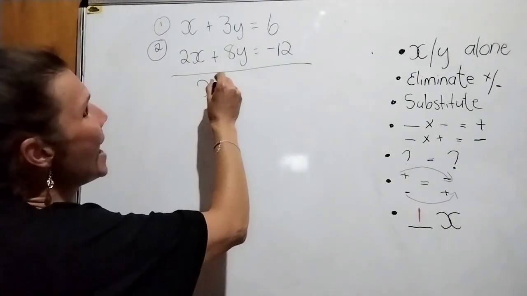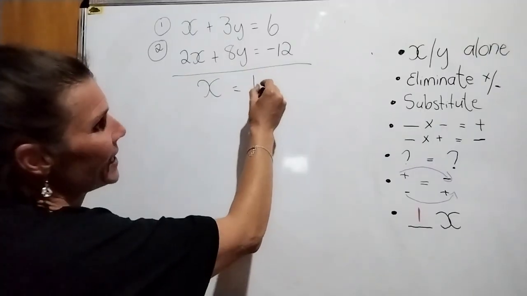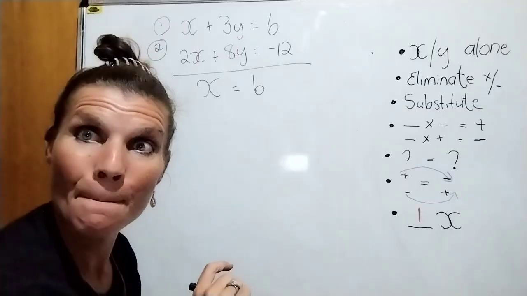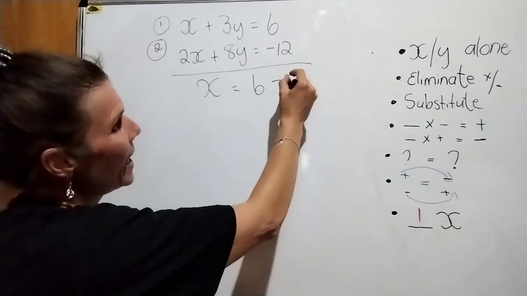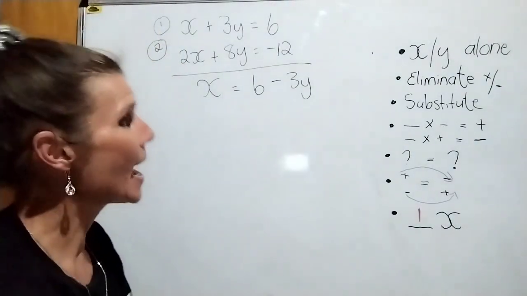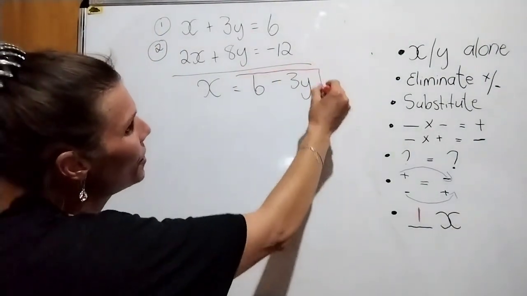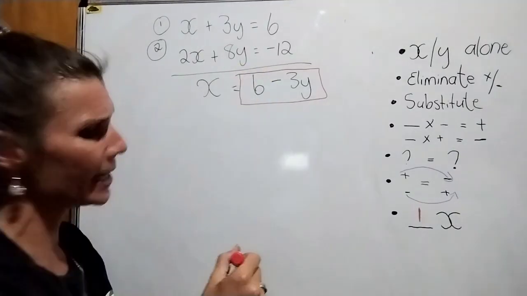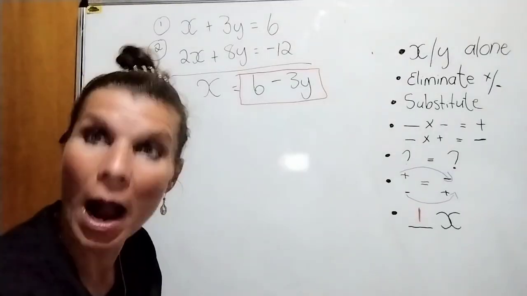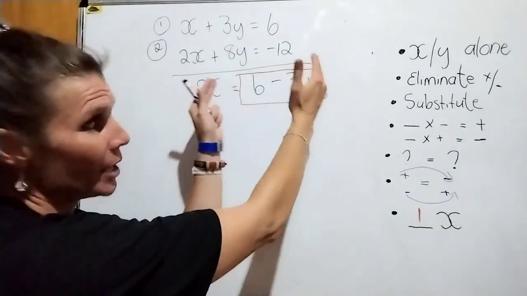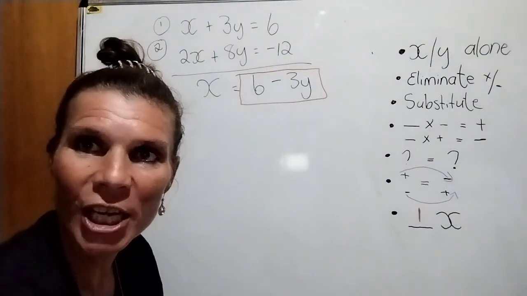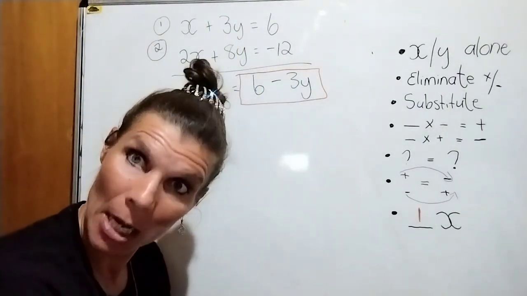Right. x equals 6. When a plus runs over the rainbow, it becomes a minus. Minus 3y. As easy as that. And now I've got my first value. This whole bracket here, x equals 6 minus 3y. So now I'm going to put this entire bracket into my second equation to get y alone.